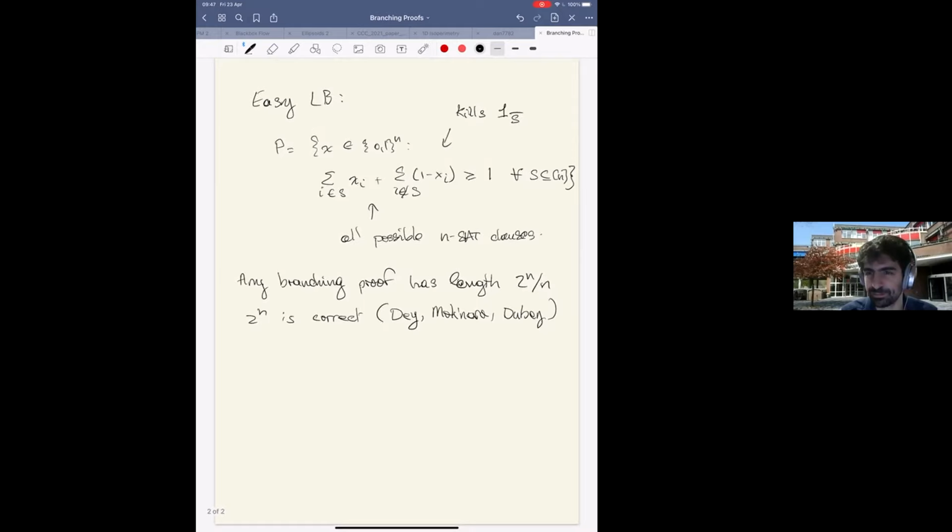But there's an easy proof that gives you 2 to the n over log n, and this proof is an adaptation of an idea of Cook, Coullard, and Turán. This is a very old idea, which is formalized in the context of criticality.